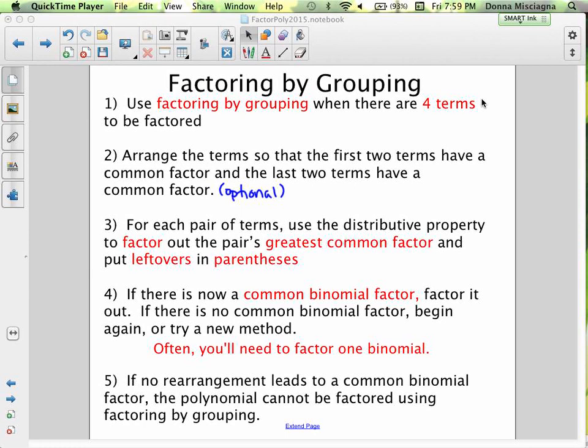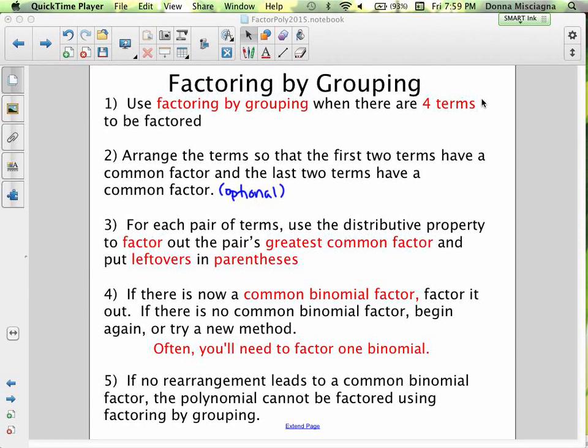For each pair of terms, you use the distributive property to factor out the pair's greatest common factor and put the leftovers in parentheses. If there's now a common binomial factor, factor it out. If there's no common binomial factor, begin again or try a new method. Often you'll need to factor one of your binomials. So after you factor, one of those binomials is going to need to be factored again.